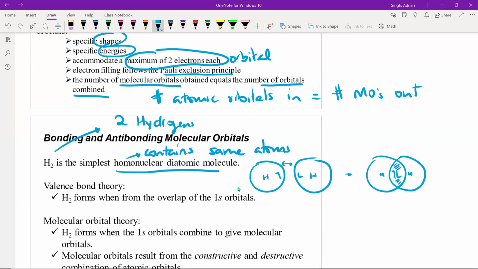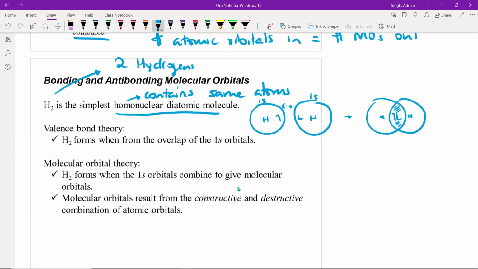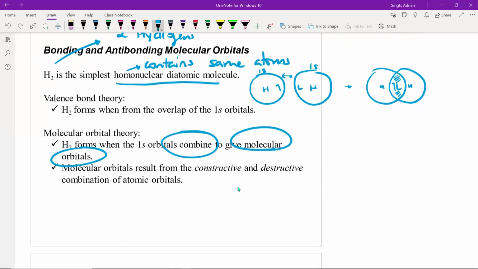And that's according to the valence bond theory, right? The overlap of the 1s orbitals leads to the formation of the bond between one H and another H. According to MO theory, the hydrogen molecule will form when the 1s orbitals actually combine to give molecular orbitals rather than overlapping of orbitals.